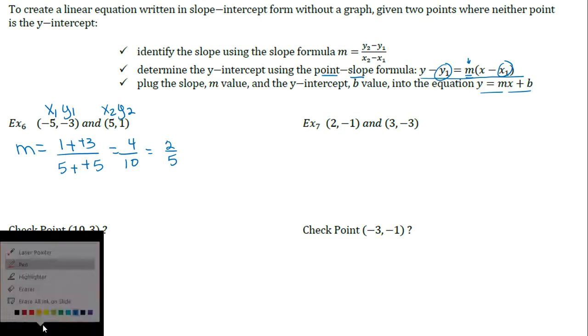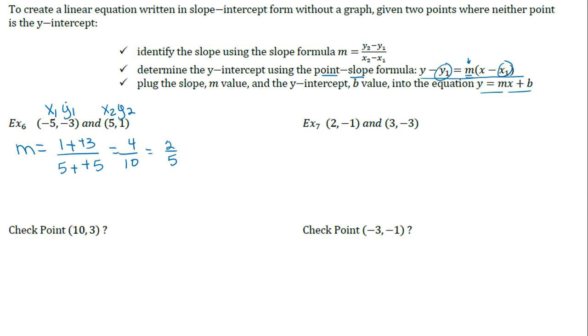I'm going to change to green so we don't get confused. You can go ahead and let this be your x1 and this your y1, but I'm going to use this point because it's all positives, and I like to use positives as much as possible. So our formula says y minus, I'm going to use this y right here, equals my slope of 2/5 that we just found, x minus the x value.